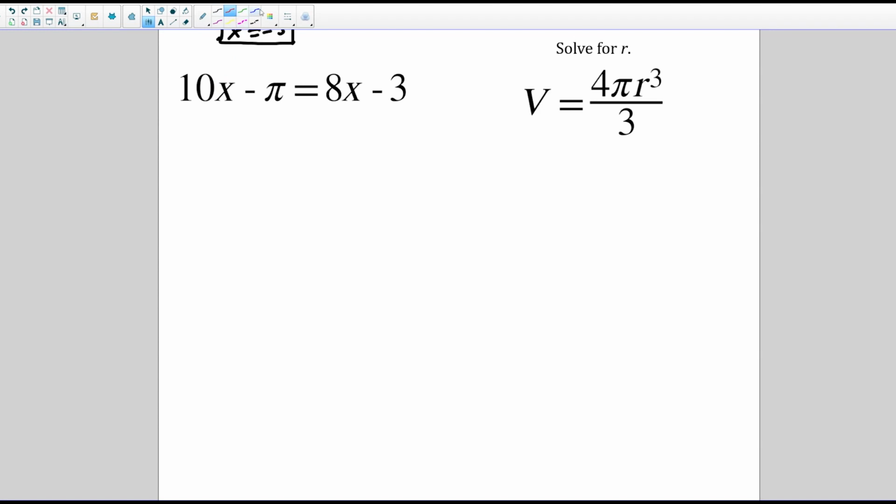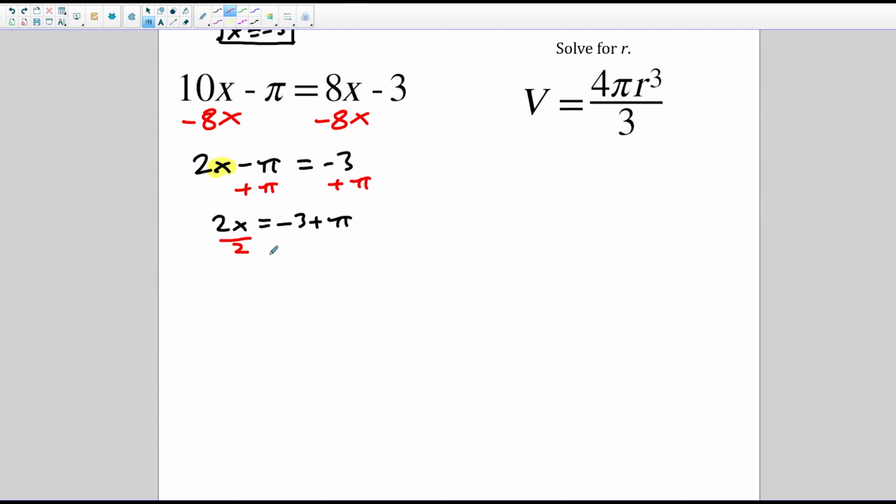So I'm trying to get the x by itself. So my first step is to subtract 8x from both sides. So I've got 2x minus pi is equal to negative 3. And now because I'm trying to get this x by itself, I want to get rid of this negative pi. Well, the way to get rid of the negative pi is to add pi to both sides. So that's kind of what I meant by tossing around that package of Skittles here. So we're just going to take this whole thing and I undo this minus pi by adding pi to both sides. So I'm left with 2x is equal to negative 3 plus pi.